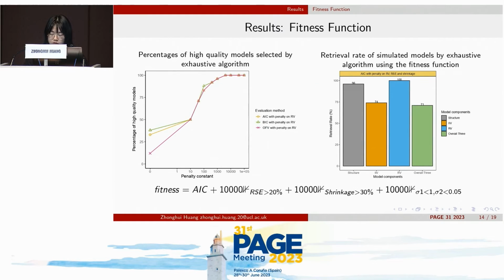We tried to introduce penalty terms on some items, like RSE shrinkage and the variance of the residual error model. What we found is, firstly, when the penalty constant reaches 10,000, all of the models selected by the exhaustive algorithm are high quality models. And the retrieval rate of the simulated models by the exhaustive algorithm also reached the highest value, with an overall retrieval rate of 71%. So we use this equation as the fitness function for all of the designed algorithms.